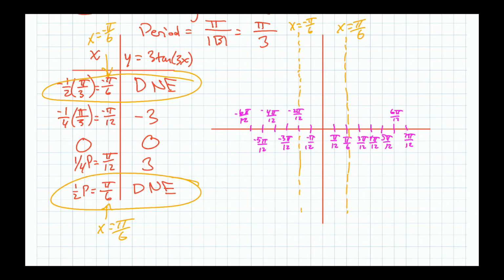Now, in between, what are we at? We have this point, negative pi over 12, negative 3. Then we got 0, 0, and then pi over 12, 3. So you plot those. So negative pi over 12, negative 3. So I need negative 3. So where's negative 3? I guess down here. Right? If that's a negative 3. Right there. Then I got 0, 0, which is right there. And then I got pi over 12, positive 3, which I guess is right there.